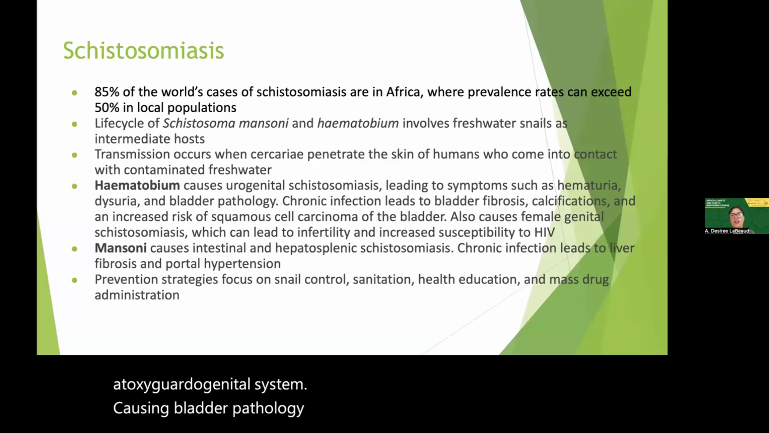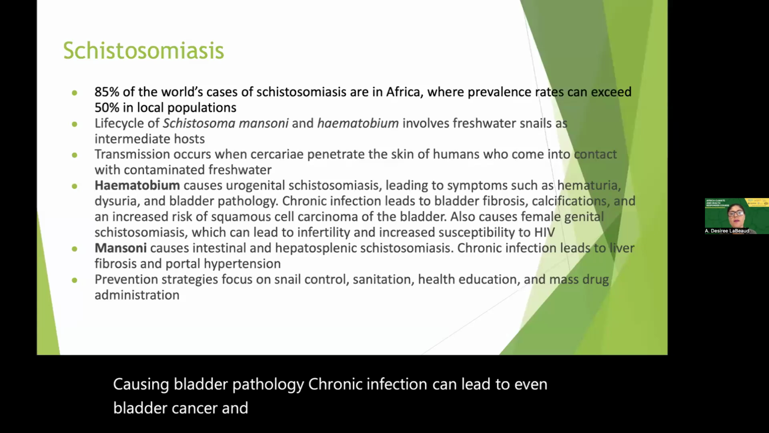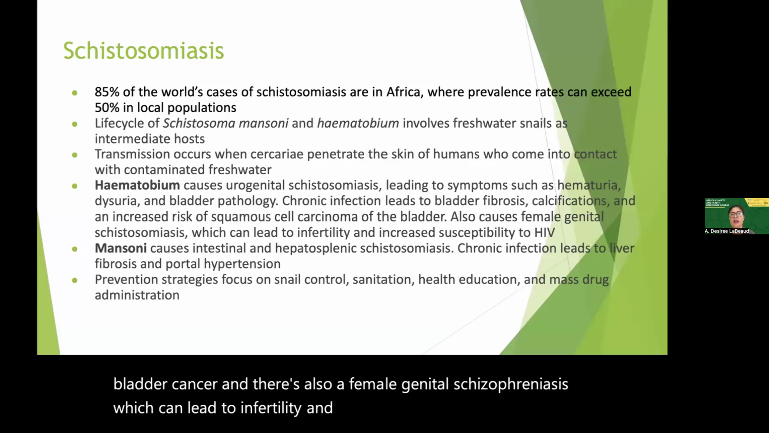Chronic infection can lead to even bladder cancer. And there's also female genital schistosomiasis, which can lead to infertility and increase susceptibility to sexually transmitted diseases.